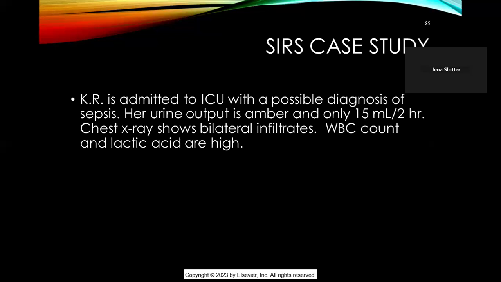So our friend is going to be admitted to the ICU with potential sepsis. Her urine output is only 15 mils over 2 hours. And you remember what we want our urine output to be. Hopefully you said 30 mils an hour. We want 240 mils every 8 hours. So, looking at the overall, obviously she doesn't have enough here. Chest x-ray showing infiltrates, white blood cell count, and lactic acid are high.